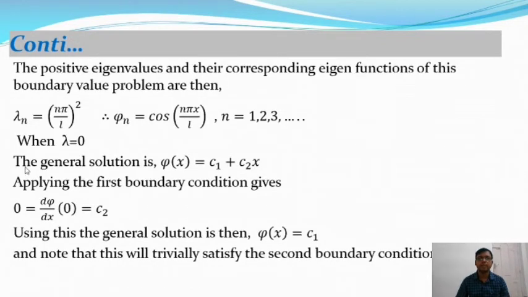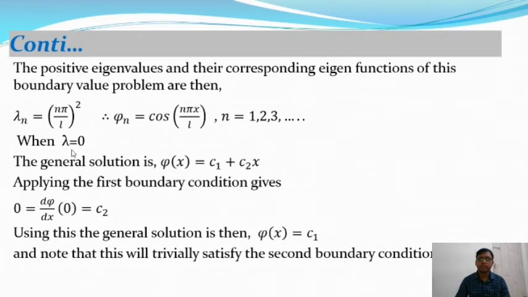So what is the value of lambda? This is the positive eigenvalue, and the corresponding eigenfunctions of this boundary value problem are as follows. Root lambda is n pi by L, so lambda n is equal to n pi by L whole square. This is the eigenvalue, and the eigenfunction is phi n equal to cos of n pi x by L, where n is equal to 1, 2, 3 up to infinity. This is the solution of the given differential equation of phi.